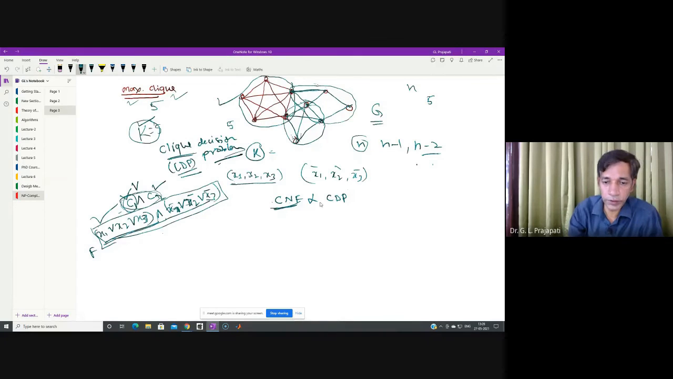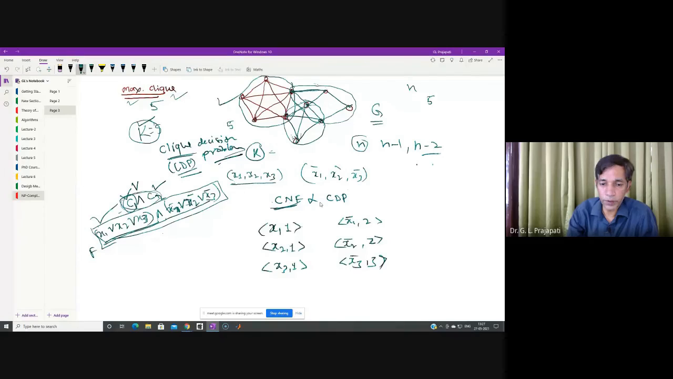For conversion to the graph, people have written the literals in one clause like this: x1, x2 and x3. This is the literal in clause 1. This is the literal in clause 1. x3 is the literal in clause 1. Each one denotes one literal, like this. And then you have clause 2. x1 bar is the literal in clause 2. x2 bar is the literal in clause 2, and x3 bar is the literal in clause 3.